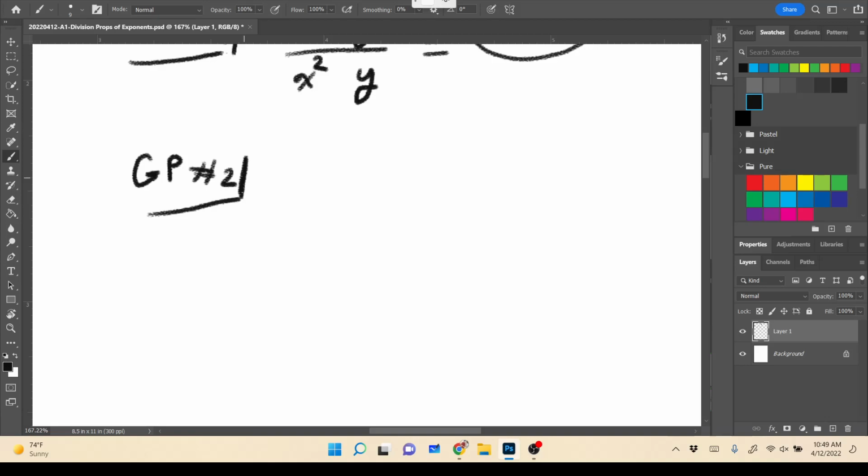GP number 2, k to the 7th, m to the 10th, p over k to the 5th, m cubed, p. Does it matter, if they're not x and y, which one goes first, or is it alphabetical order? It doesn't matter.